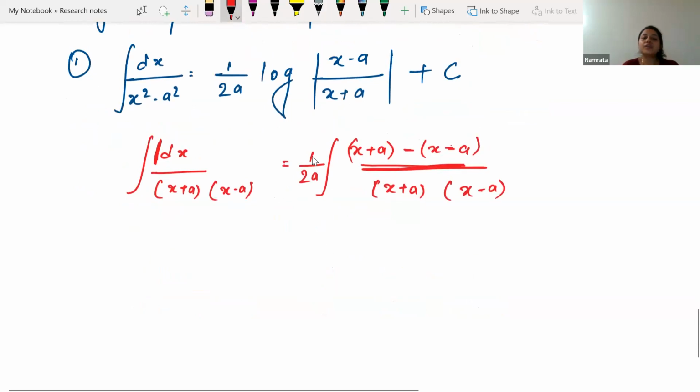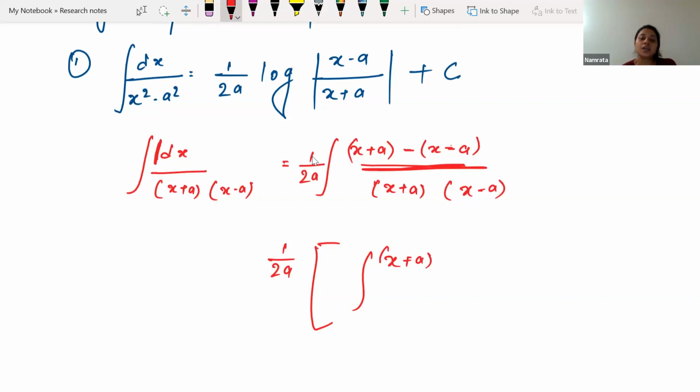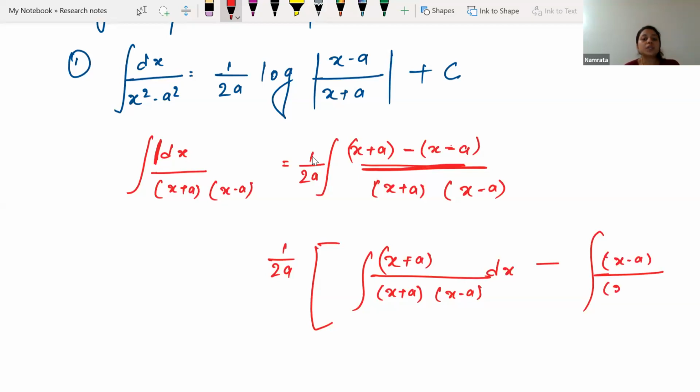Yeah. Now what we can do, we can separate the terms. So we can write it 1 by 2a, just keep it aside, and we are having integration of the first term x plus a divided by the total denominator, that means x plus a, x minus a dx, and then the second term x minus a by total denominator x plus a, x minus a.